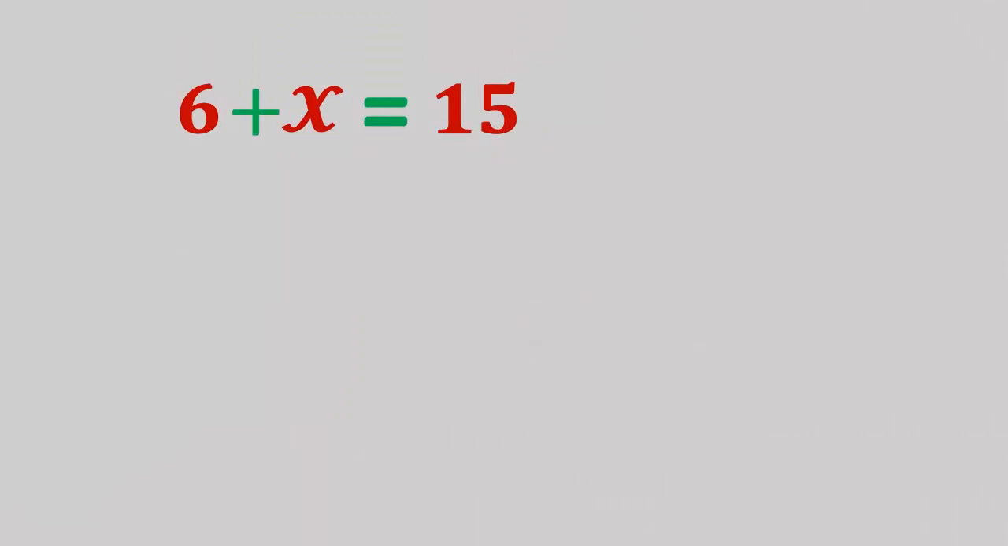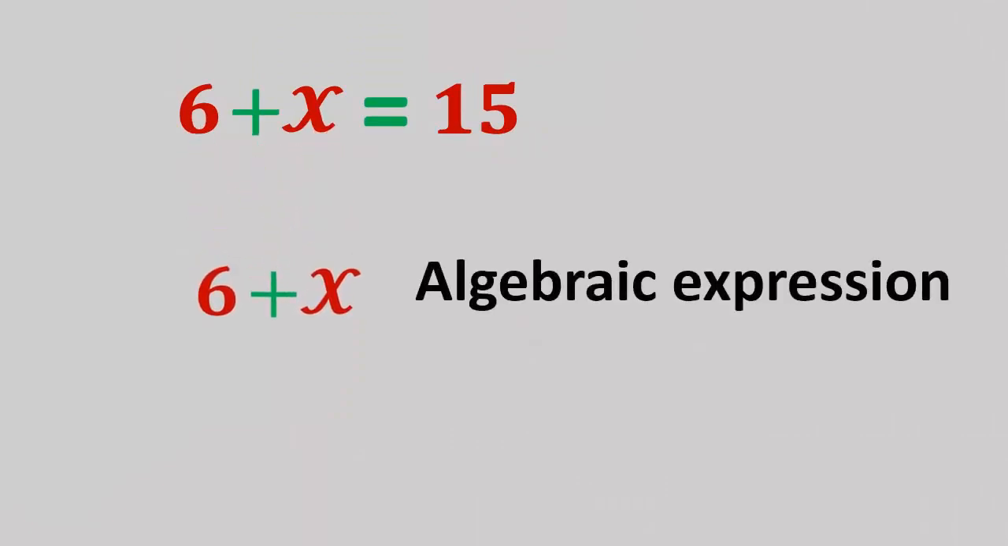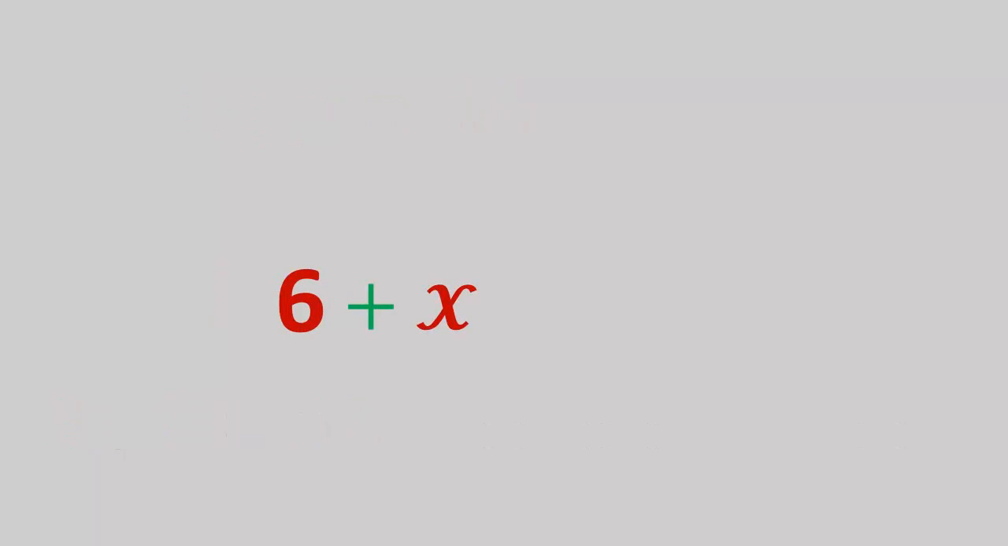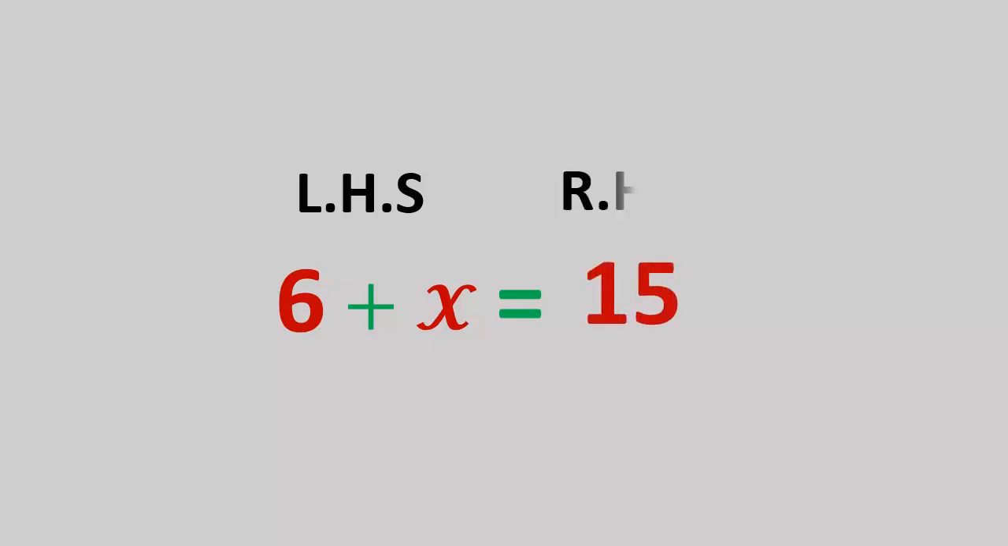6 plus X is an algebraic expression. 6 plus X equal to 15 is an algebraic equation. Here, 6 plus X is on the left hand side of the equal to sign and 15 on the right hand side of the equal to sign. Since we equate left hand side and right hand side, it is an equation.